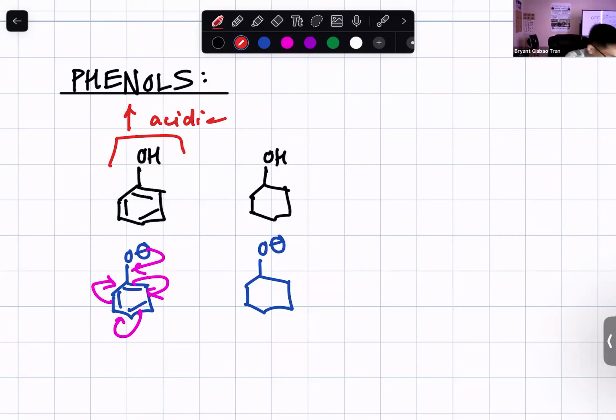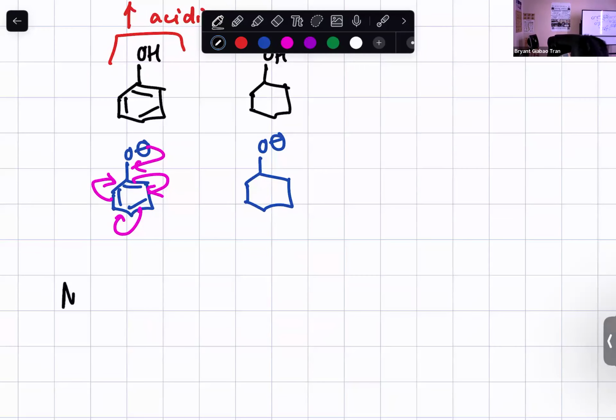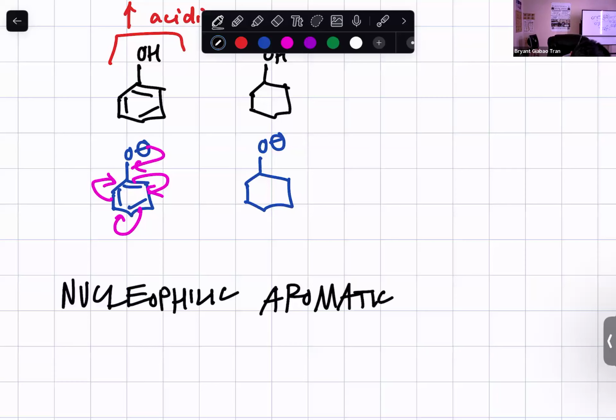One is the most acidic, 5 is the least acidic, and I give you the different EWGs, EDGs, and an empty ring with no other groups attached to it. Let's now go over nucleophilic aromatic substitution, right? Which is a way to prepare phenols.